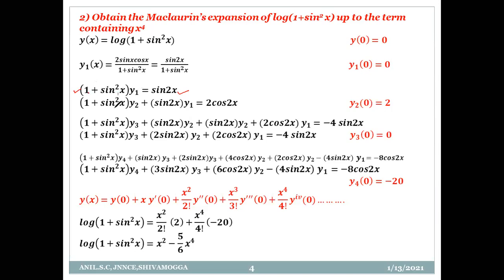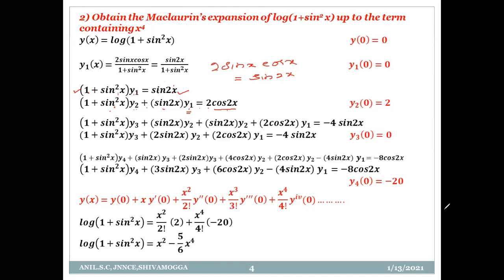(1 + sin²x) into the derivative of y1, which is y2: first function into derivative of second function is y2. Plus, you keep the second function as it is and differentiate 1 + sin²x, where 1 is a constant, its derivative must be 0. And the derivative of sin²x is 2 sin x into the derivative of sin x, which is cos x. Collectively, this can be written as sin 2x. So sin 2x into y1 is equal to the derivative of sin 2x, which is cos 2x, and the derivative of 2x with respect to x is 2.